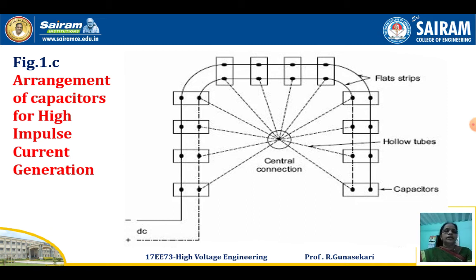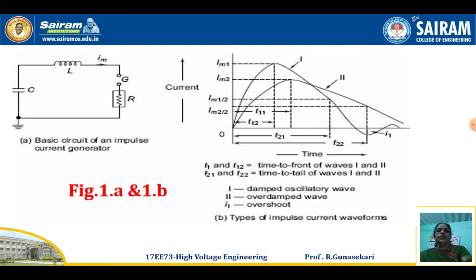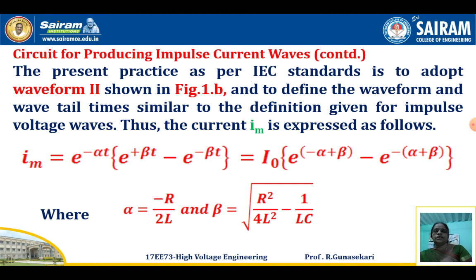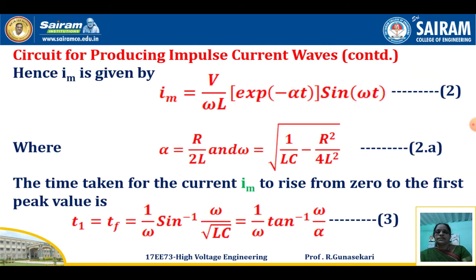And then the inverted U shape is there, that is the flat strip only. Now we can study the theory portions of the basic circuit waveform, the impulse current waveform, and the arrangement of capacitors.